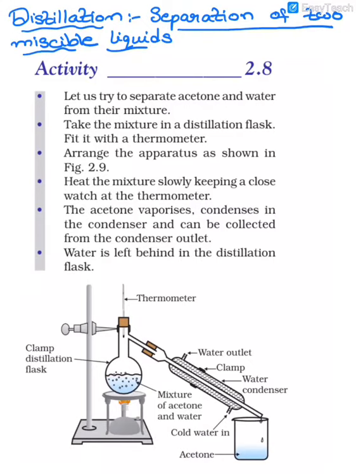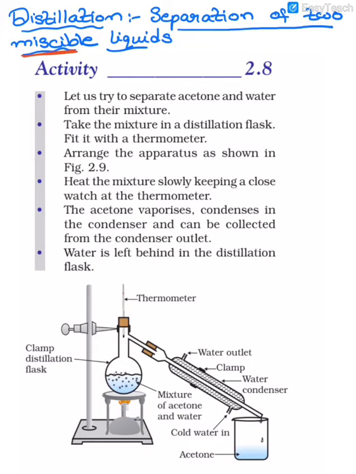Hello young friends. So in this topic we'll do the method of separation, distillation. Now why is distillation used? Distillation is used for separation of two miscible liquids. Can you see here? Miscible liquids.